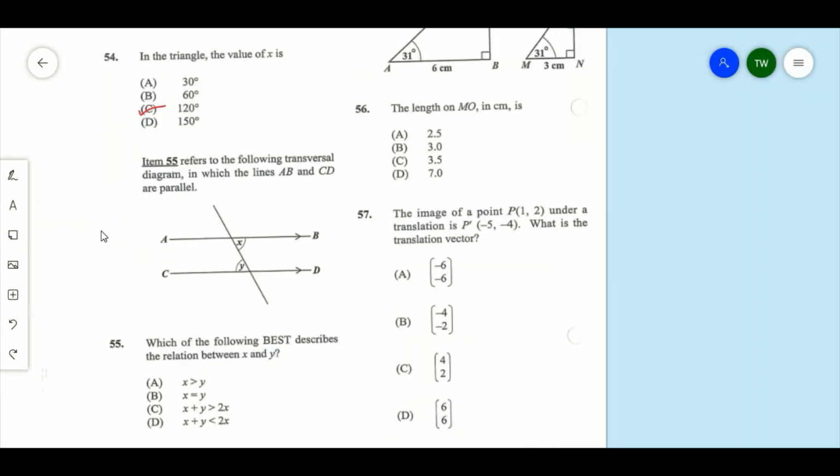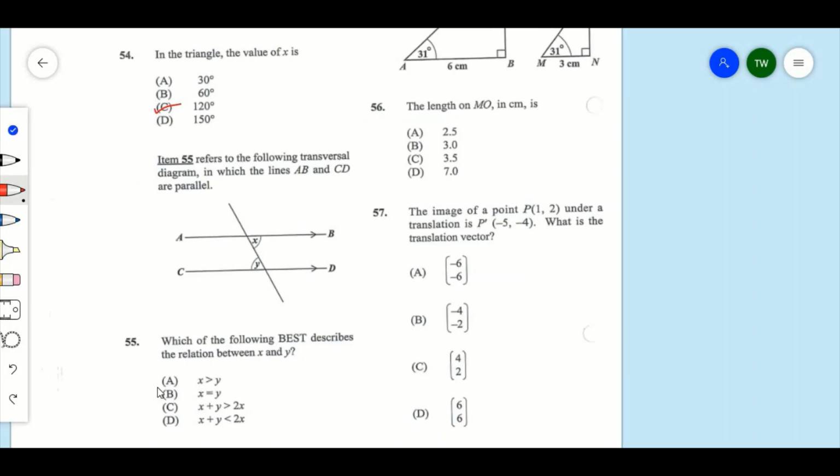Item 55 refers to the following transversal diagram in which the lines AB and CD are parallel, right? 55. Which of the following best describes the relation between x and y? So there is angle x, here is angle y. The first option, A, is not the answer. B, x is equal to y, yes. And the reason for that is angle x and angle y are what we call Z angles or alternate angles, and alternate angles are equal. Alright?